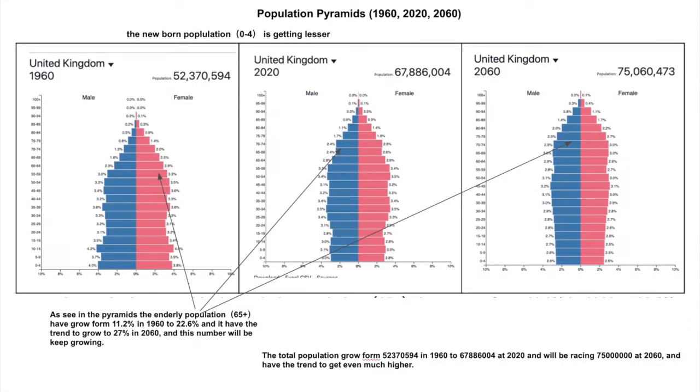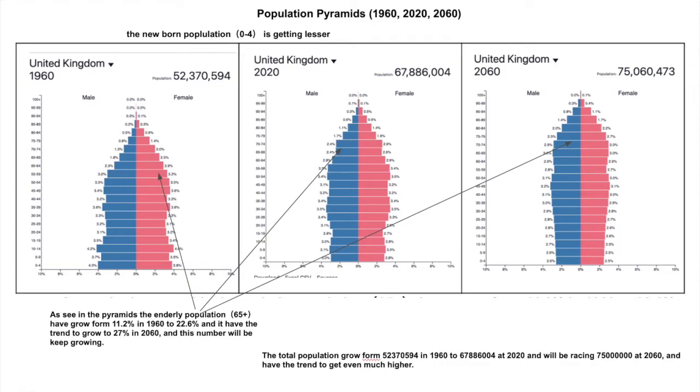And now let's have a look at the population pyramids for 1960, 2020, and 2060. As seen in the pyramids, the elderly population, which is above 65 years old, has grown from 11.2% in 1960 to 22.6%, and it has the trend to grow to 27% in 2060. This number will keep growing, and this will bring an aging problem.